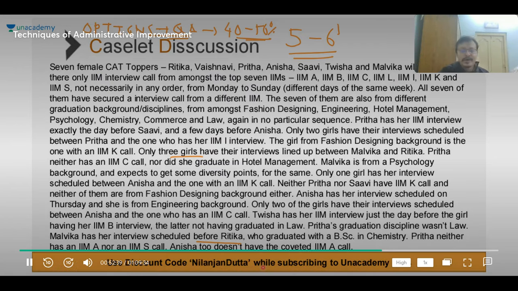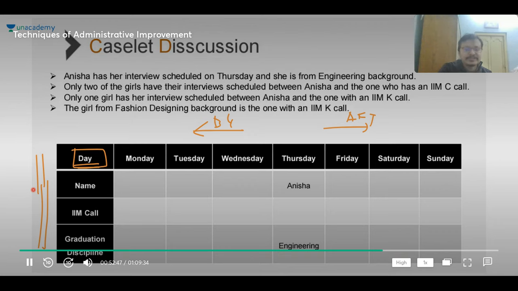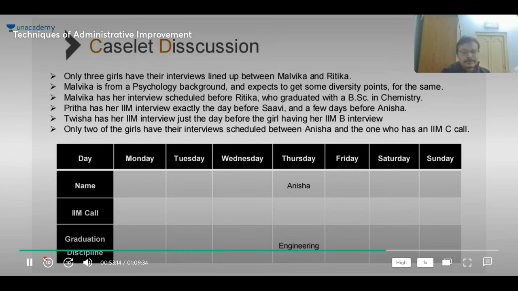So let us look at how to go about solving this set. The first thing is we've arranged them in terms of the column header of the day of the week. So we're going to arrange them in a linear sequence, from Monday to Sunday. Now when it comes to direct clues, it says Anisha has the interview on Thursday, engineering background. So again, Thursday we mark the name as Anisha, the graduate discipline as engineering. Now, the good thing about Anisha is that she's in the exact middle of the sequence, which means she's dividing the group into two halves. That is Monday to Wednesday, three people, and Friday, Saturday, Sunday, three people. So it makes the set a lot simpler because now it's two halves of three people each instead of having to arrange all six of them.